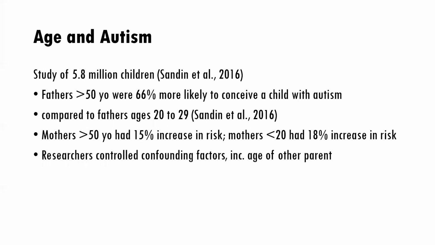Okay, let's talk first of all about those things about age. In a large study of 5.8 million children, fathers over 50 were 66% more likely to conceive a child with autism compared to fathers aged 20 to 29. Now, mothers did not have that degree of increase of risk. There was some increased risk, okay, but it wasn't as large. Researchers controlled for confounding factors, including the age of the other parent. By the way, what's also interesting with motherhood is that mothers who were less than 20 years old also had an increase in risk that was actually stronger than above the age of 50, 18% versus 15.